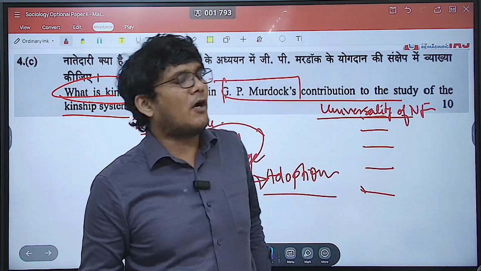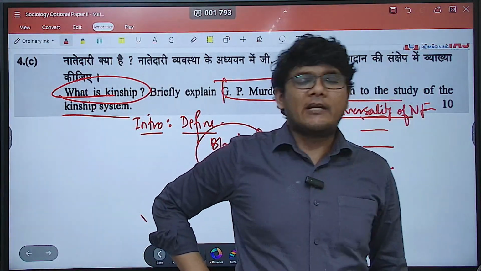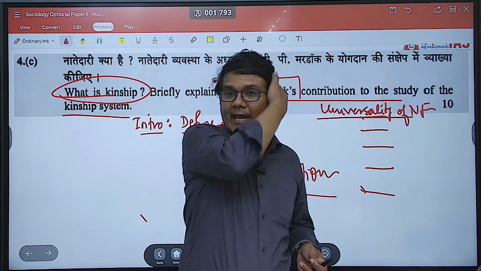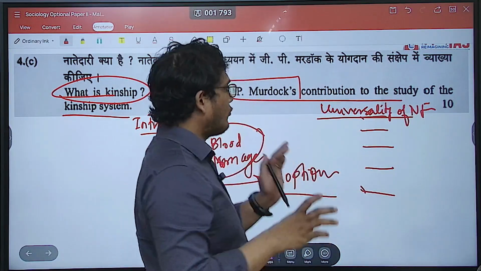However, that does not mean joint family does not exist. It does. In fact, joint family will exist, and if it breaks down into nuclear family, the nuclear family can again reconstitute into joint family. So those things are also there.